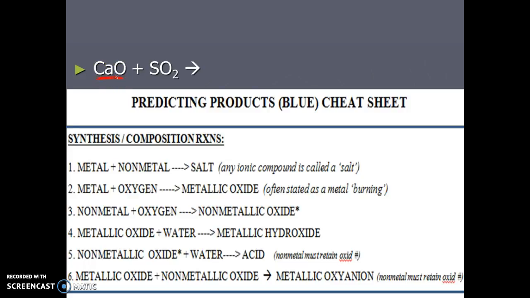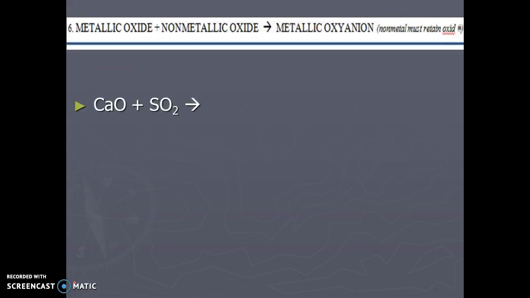I'm sorry, not a non-metallic. Calcium is a metal. So I've got a metallic oxide. So number 4 says metallic oxide, but that's plus water. This is not plus water. It doesn't match number 4. Number 6 has a metallic oxide plus non-metallic oxide. Well, sulfur's a non-metal, so this actually matches category number 6. So let's use that as our guideline to figure out what this is going to be.